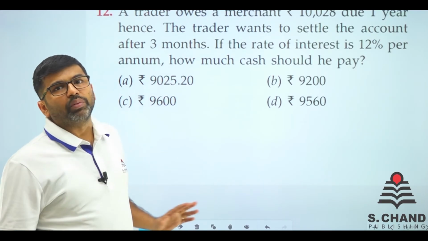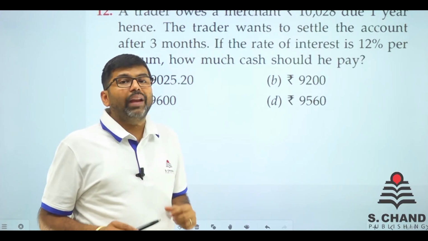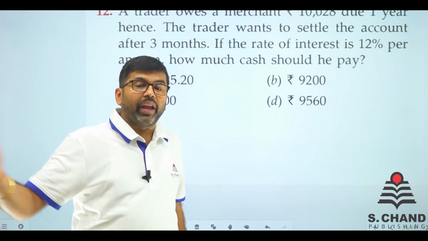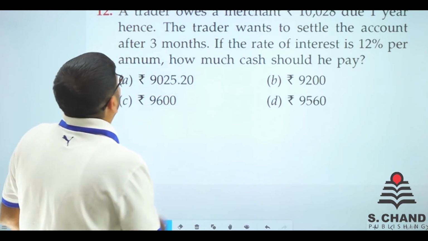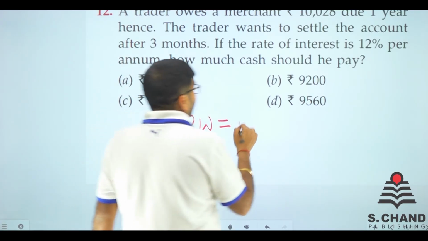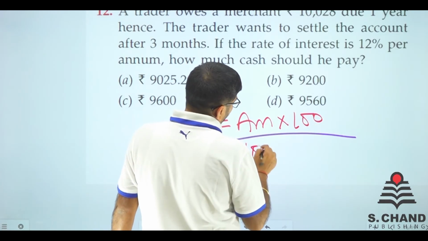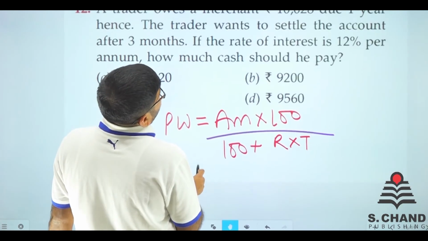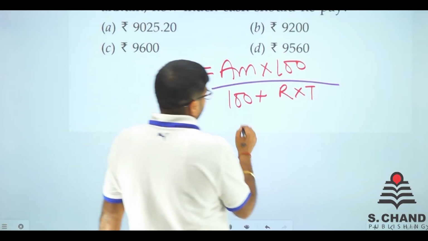We need to calculate the present worth. That is it. After 3 months he wants to pay, so we have to calculate the present worth after 3 months. After 3 months, 9 months are remaining, so we have to calculate the time of 9 months only, right? The trader owes a merchant 10,028. We want to calculate the present worth. That is exactly the same as we are doing again and again: amount into 100 divided by 100 plus R into T, right? Just put all the values: 10,028 and 12%. Here we go.